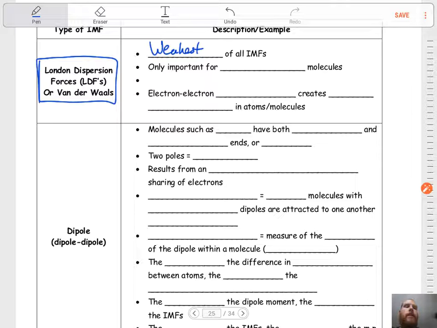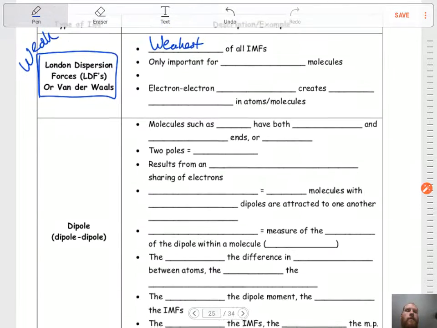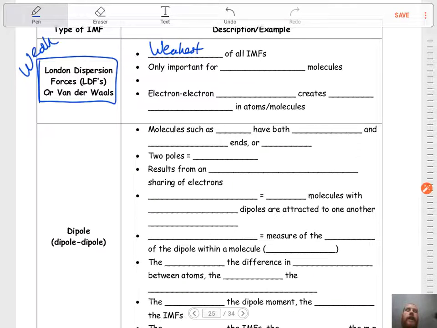They are the weakest of all the intermolecular forces. So I'm going to put weak right here. And we're going to see as we go down this chart, we get stronger toward the bottom. Okay? But these are weak. Every single molecule has dispersion forces. Okay? They are only important for nonpolar ones.